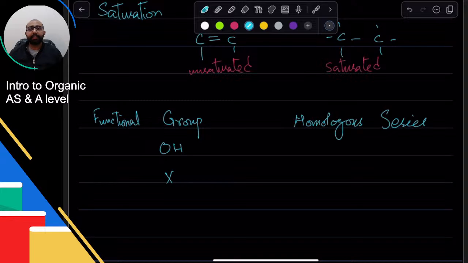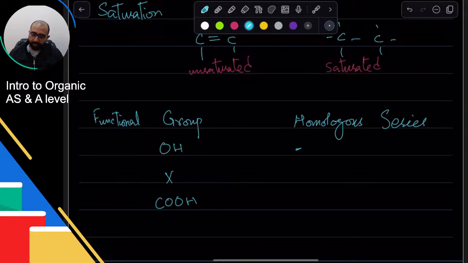Homologous series is basically every functional group has its own homologous series. So if you have OH, that's a functional group, but it makes the homologous series of alcohols. If you have COOH, then that's a functional group, but it makes its own homologous series. So homologous series are compounds with similar properties, trends in chemical properties.